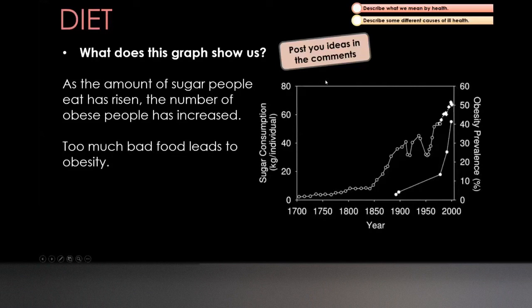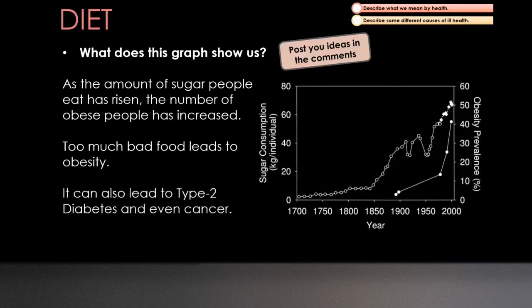So too much bad food, too much sugary food, things like donuts and all the good stuff, sweets, chocolate, that kind of thing, can lead to obesity. It can also lead to type 2 diabetes and even to some types of cancer. So it's really important that you do maintain a healthy diet. It's for your own good. You don't want to end up going out that way if you can help it. So yeah, you want to maintain a nice healthy diet if you can.